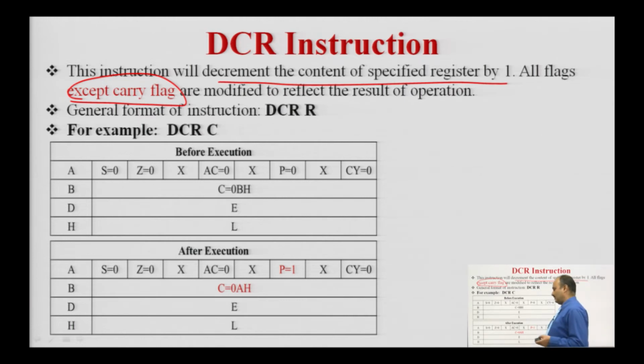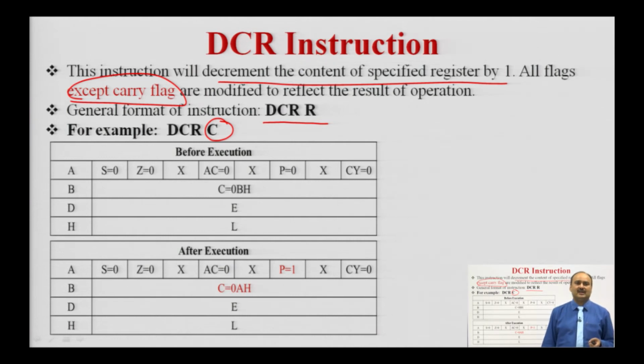The general format of this instruction is DCR R. In place of R we can use any general purpose register. These registers are register B, register C, register D, register E, register H and register L. Here I am taking an example, using register C in place of R, which is a general purpose 8-bit register. So the instruction is DCR C. This instruction is executed by the microprocessor.